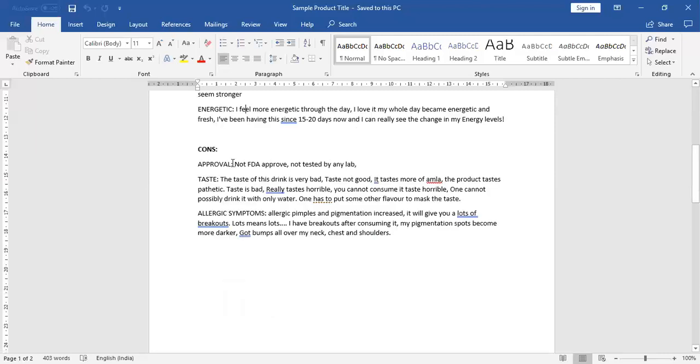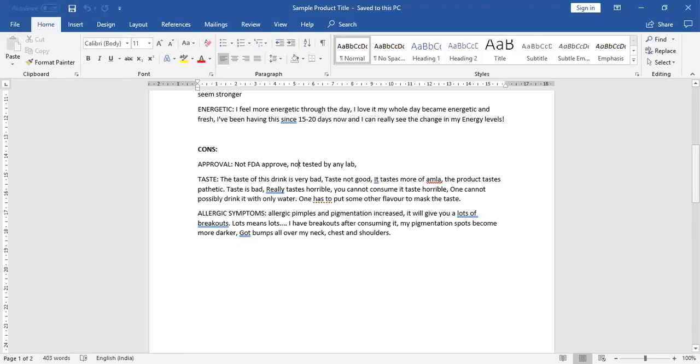In the cons, I found some people said there is no FDA approval. They don't know whether it has been tested or not. Some said the taste is so pathetic. So many people said the taste is not good. They said it tastes like amla, really horrible. They talked about taste, and some said it is allergic. Some people got allergic pimples, pigmentations. Most of them.